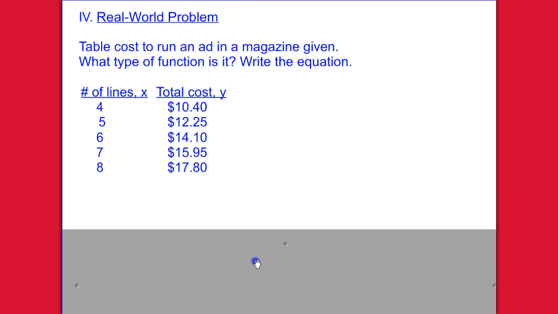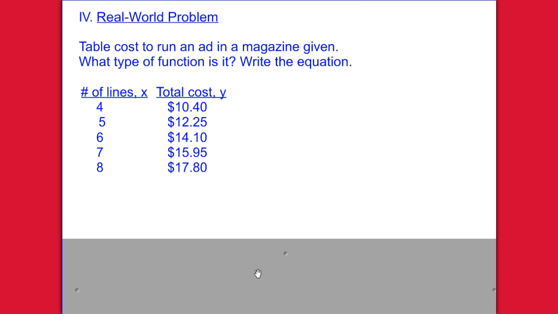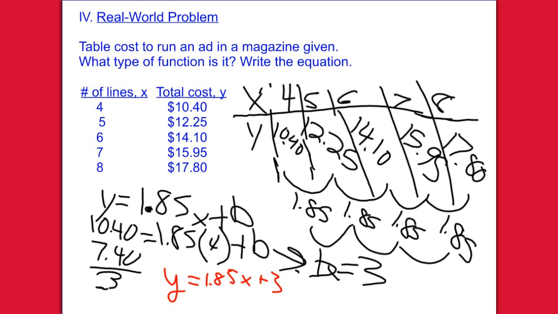Okay, one real world problem. You're basically, again, using a big real world scenario today and identifying what kind of equation this is out of the 3 choices we've been working with, and then writing the equation. Okay, so there's your final equation. And we know that each line costs $1.85, but there is a starting fee of $3 for an ad, is what this is saying. Okay, and there you go.